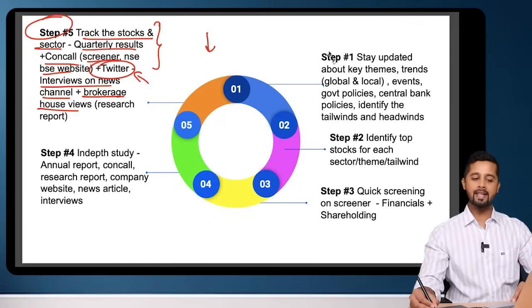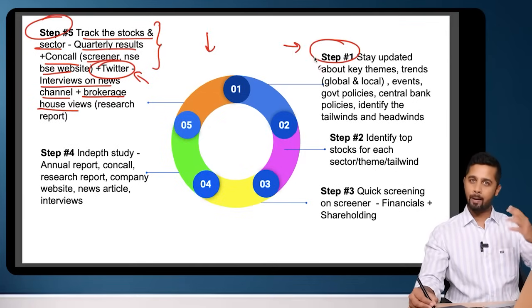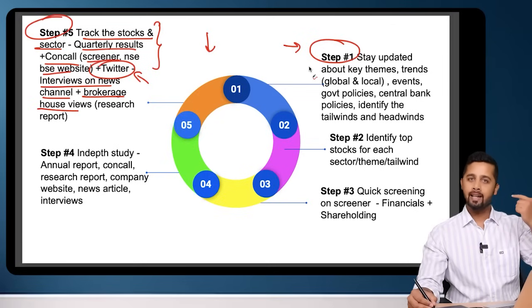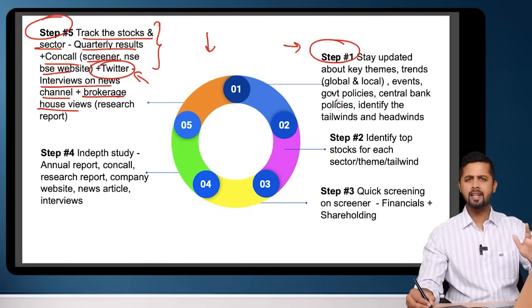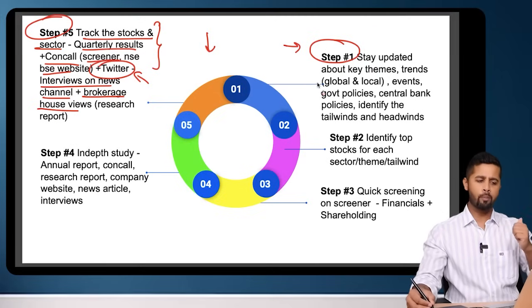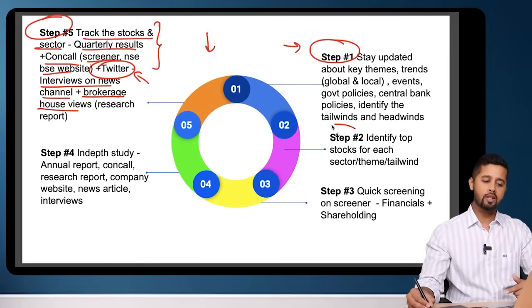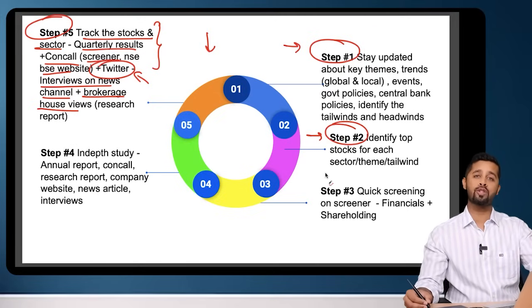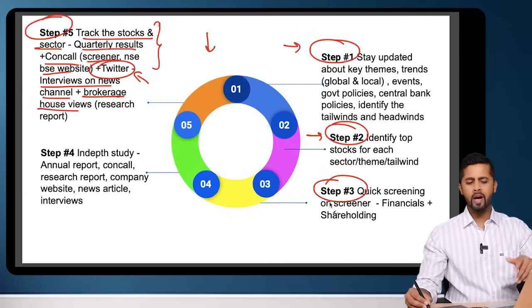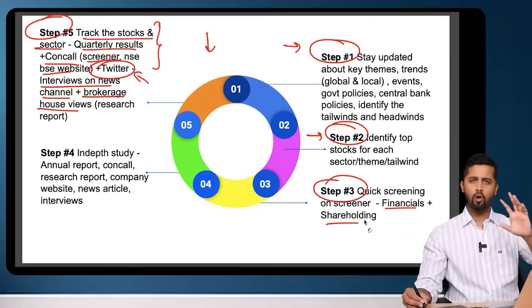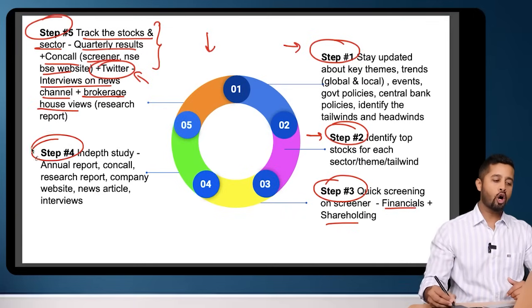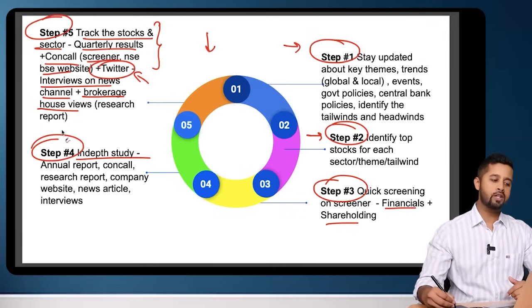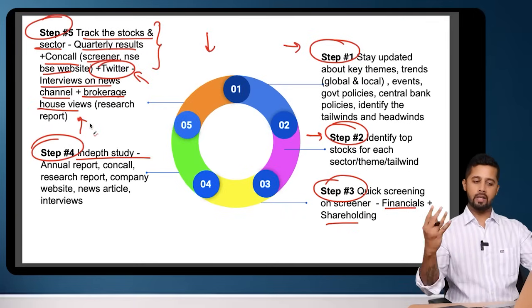If I quickly summarize, step number one is you have to stay updated about the latest trends and key policies by the government and central banks. That gives you a fair understanding of which sectors are looking promising. Step two is to identify leaders in those sectors. The third step is a quick screening on Screener to filter out bad companies. Once you have a good universe of stocks, you have to do an in-depth study. Finally, once you do that, you have to keep track of these companies.